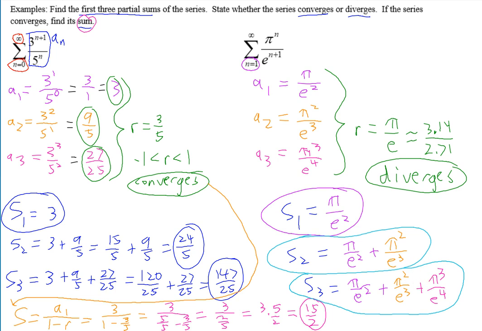But those are our first 3 partial sums, and again on this one, you can't find the infinite sum, this last part, because the series diverges, it doesn't converge. And that concludes the notes for AP Calculus on the topic of infinite geometric series.